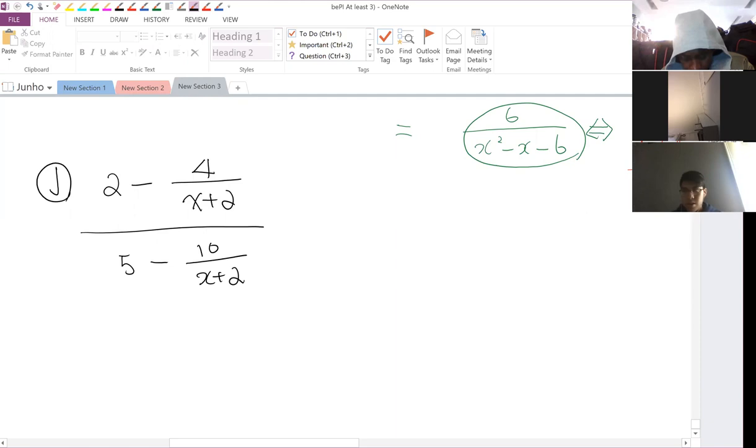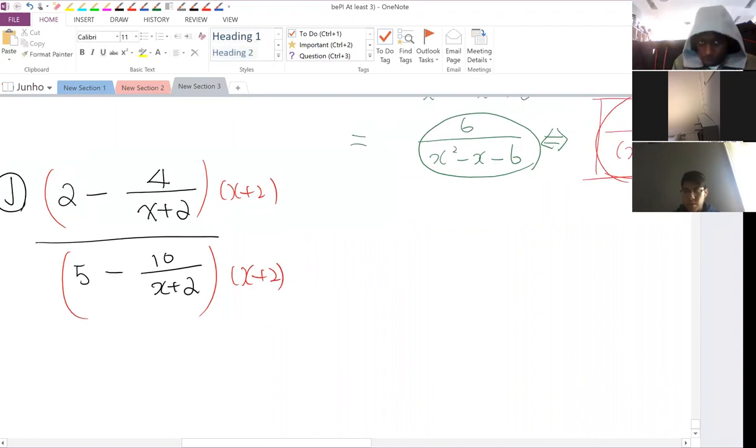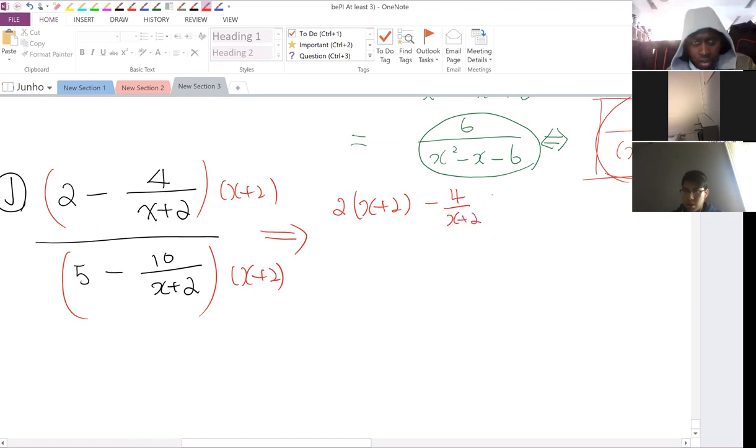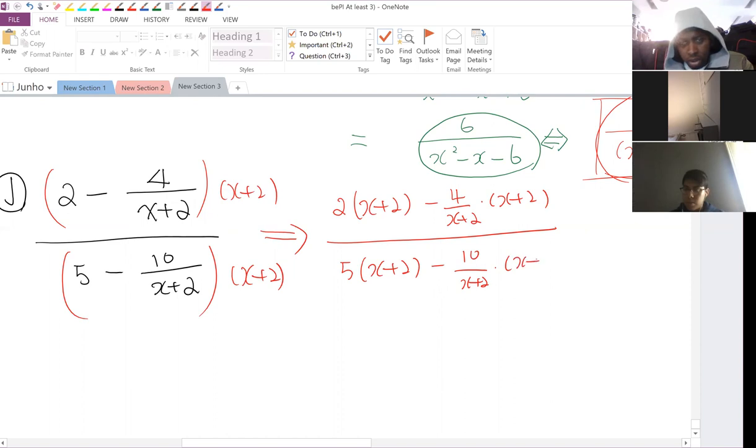Heidi, what can be the next step then? You multiply by x plus 2. Yeah, everything, right? So we multiply everything by x plus 2. Then Mamado, can you show me the next step here? We have to distribute. So it becomes two times x plus 2 minus 4 over x plus 2 times x plus 2, over the denominator 5 times x plus 2 minus 10 over x plus 2 times x plus 2. Okay, good job.